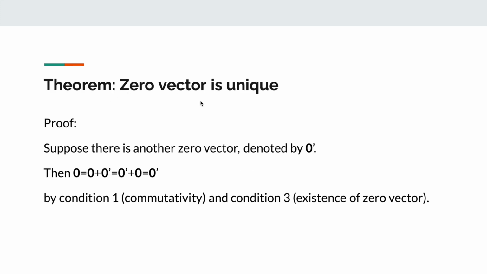Theorem. Zero vector is unique. Proof. Suppose there is another zero vector denoted by 0 prime. Then 0 is equal to 0 plus 0 prime, equals 0 prime plus 0 by commutativity of addition. And that is equal to 0 prime. So we know that these two zero vectors are the same.